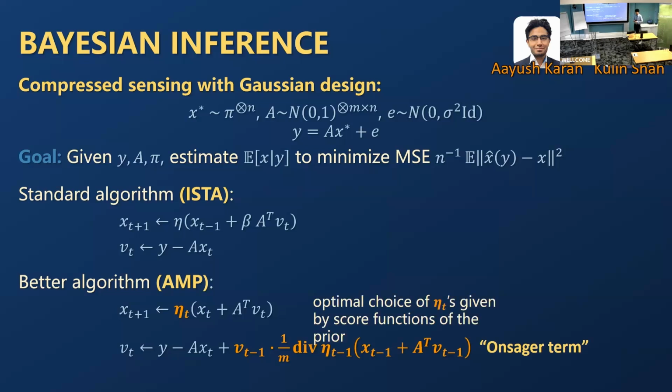So in order for this algorithm to work optimally, you really have to design these proximal operators, or these denoisers, well. And it turns out the optimal choice is actually given by score functions of the prior pi star pi.